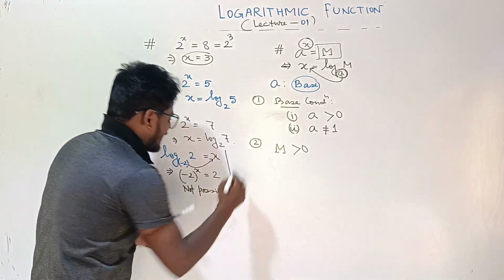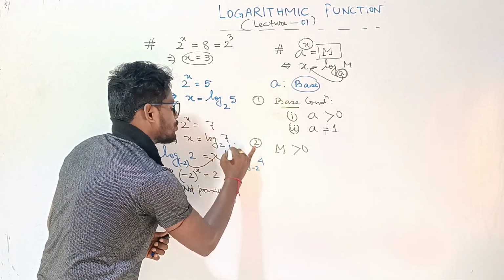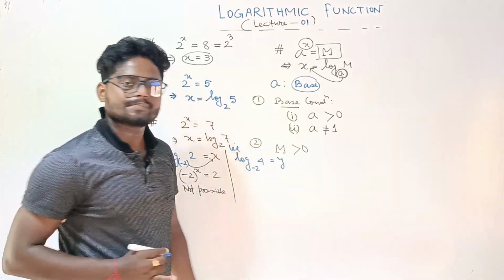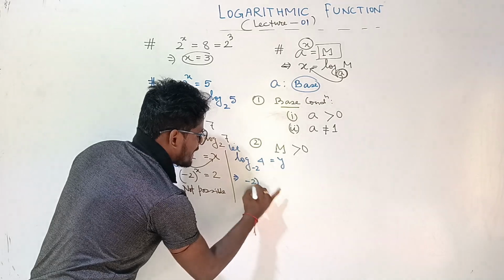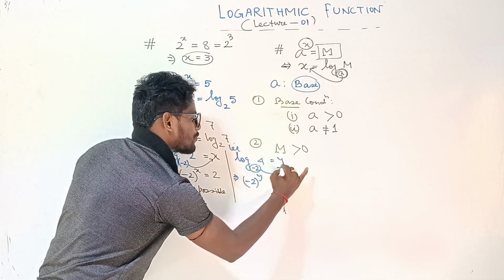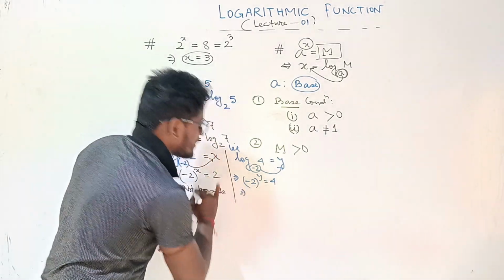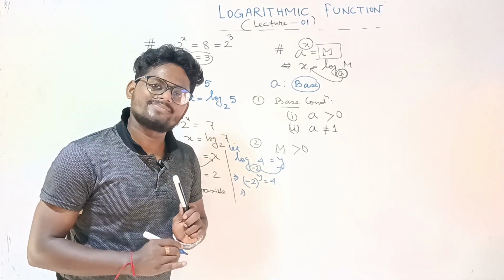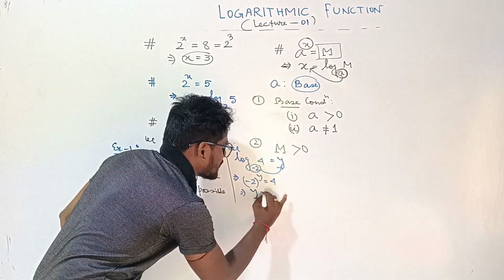But if we take log 4 to the base minus 2, what is the value? Let this be equal to y. So what you will get? That is, minus 2 to the power y is equal to 4. Now tell me, what is the value of y here? Minus 2 squared is equal to 4. So we can write y is equal to 2.